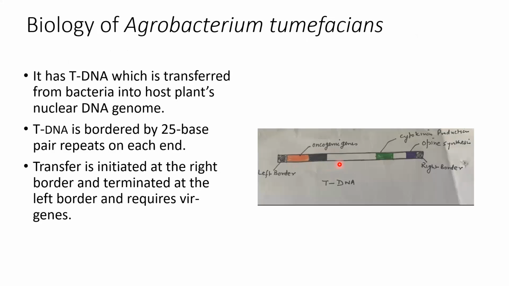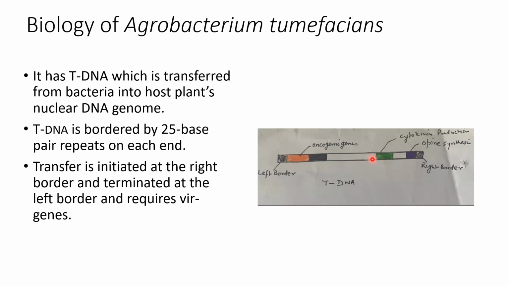Now this is the structure of the T region of the Ti-plasmid. It is bounded on the left and right by 25 base pair repeats on each side. And this area is called oncogenic genes, which is responsible for the production of hormones, auxins and cytokinins. So this is causing the tumorous growth. Then this area is responsible for opine synthesis and opine catabolism. Now, this region is responsible for tumorous growth in the higher plant.